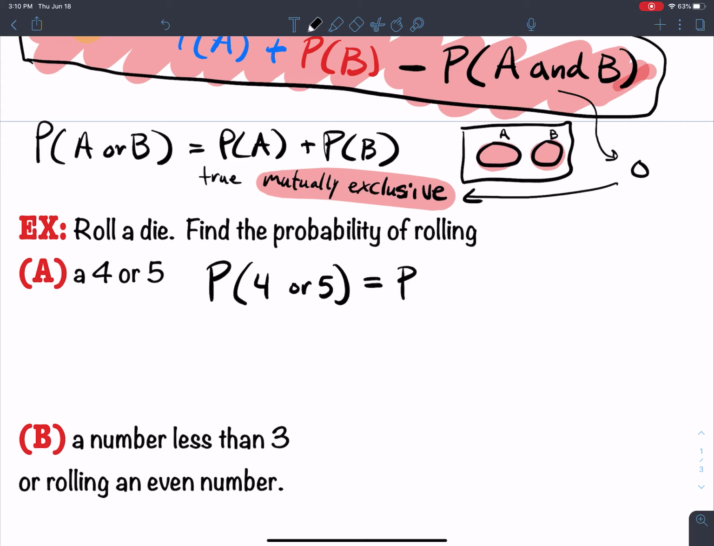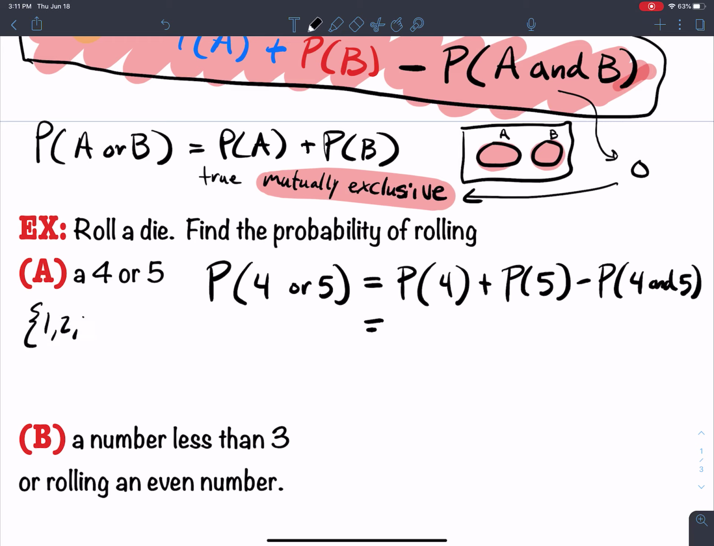This is equal to the probability of rolling a 4 plus the probability of rolling a 5 minus the probability of rolling a 4 and a 5. Now, what's the probability of rolling a 4? So our die is 1, 2, 3, 4, 5, 6. There's only one 4, so it's 1 out of how many total? 6. There's only one 5, so that's 1 out of 6.